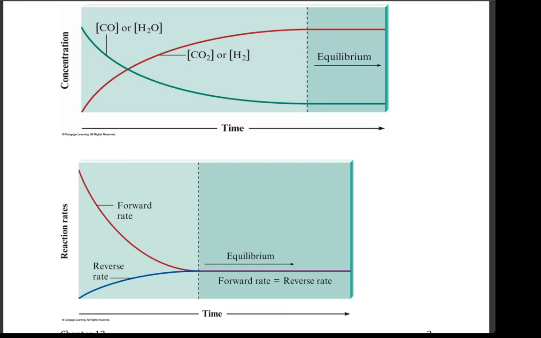Or we could get the same information, as far as when equilibrium is achieved, from the reaction rate versus time graph. The forward reaction is represented here by the red line, the reverse reaction by the blue line, and equilibrium is achieved when the rates are equal to each other.